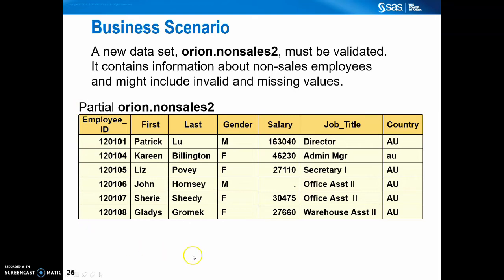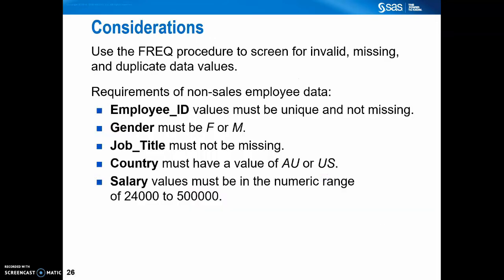Okay, this is the PROC PRINT, or the display of the dataset Orion.nonsales2. So we can see here there is a salary that is missing, and another is the country AU. It should be a capital. Okay, our considerations: we will use the FREQ procedure to screen for valid, missing, and duplicate data values.